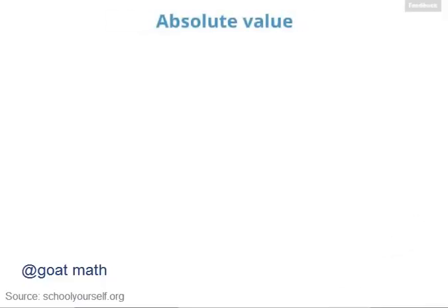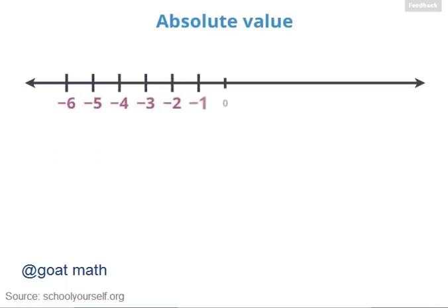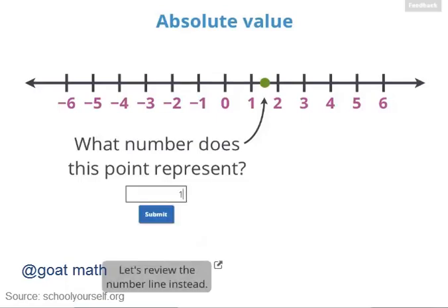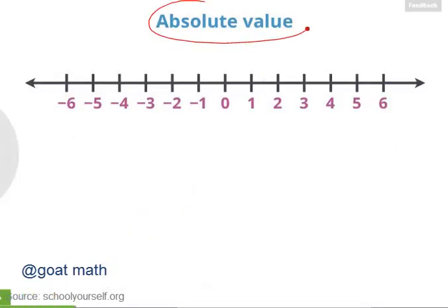Here we'll introduce absolute value. To get started, let's draw in a number line, and let's mark off the integers from negative 6 up through positive 6. Take a look at this point over here. What number would you say this point represents? If you're not sure, click down here to review. Nicely done.